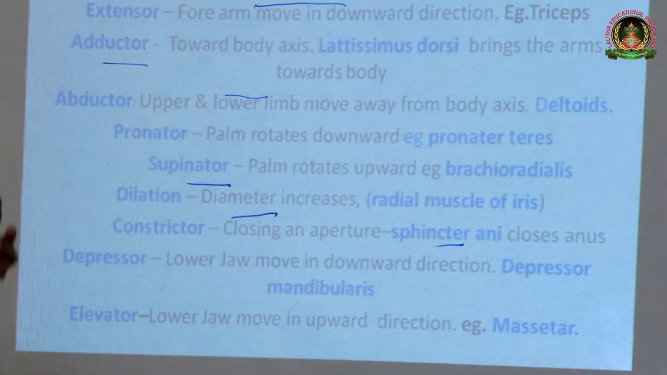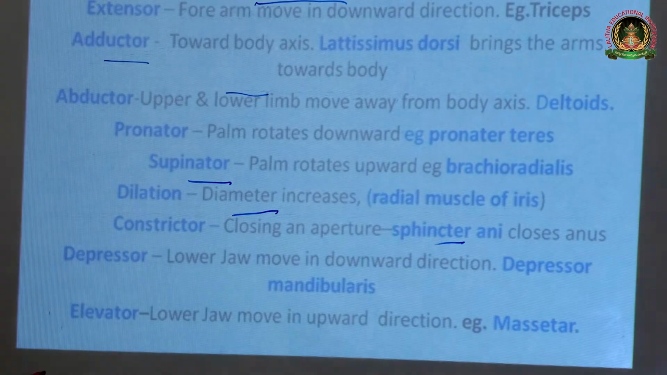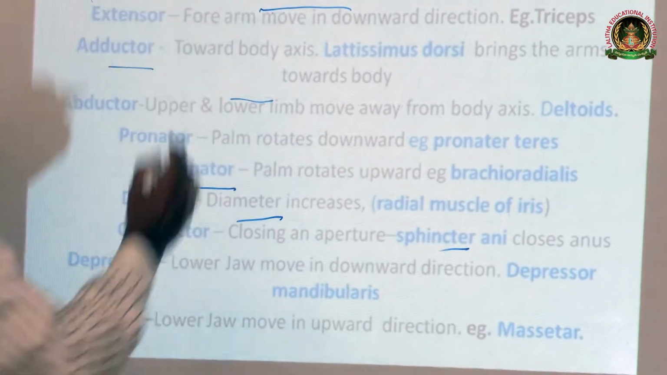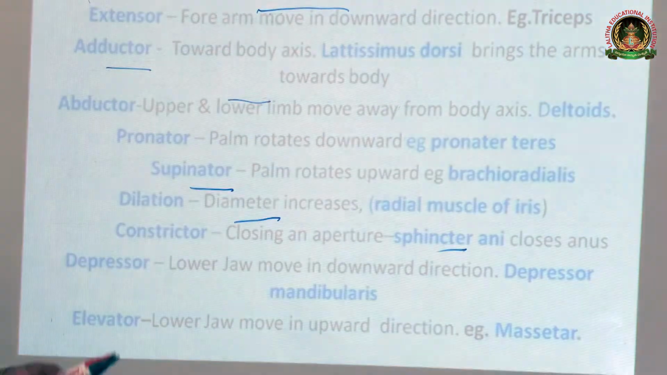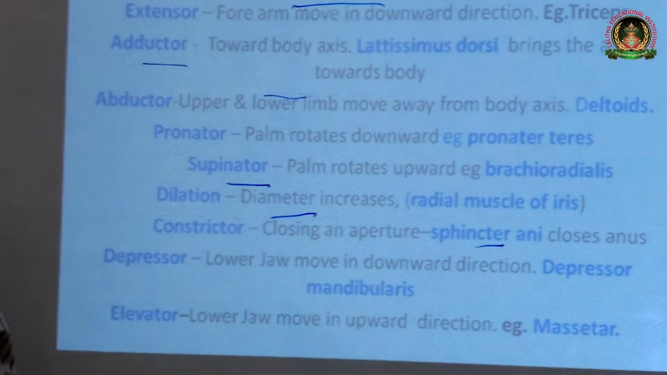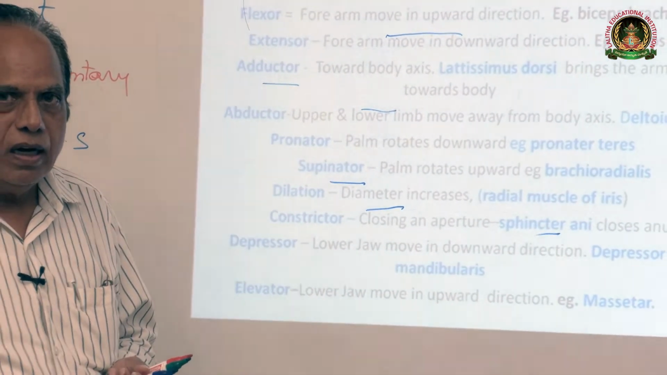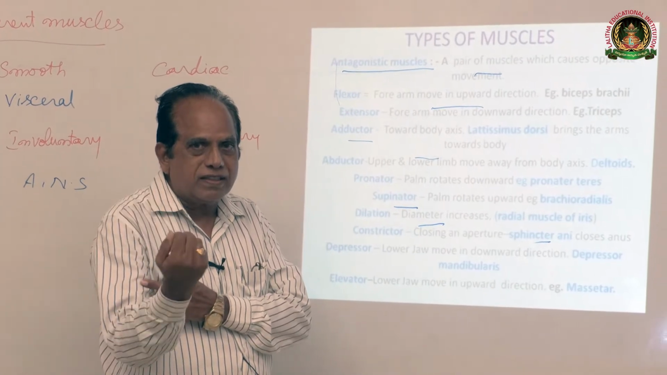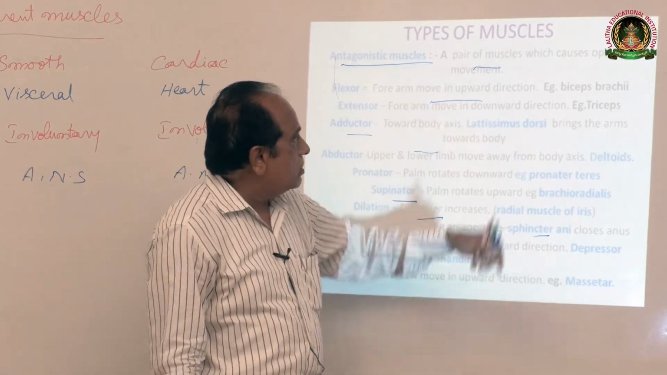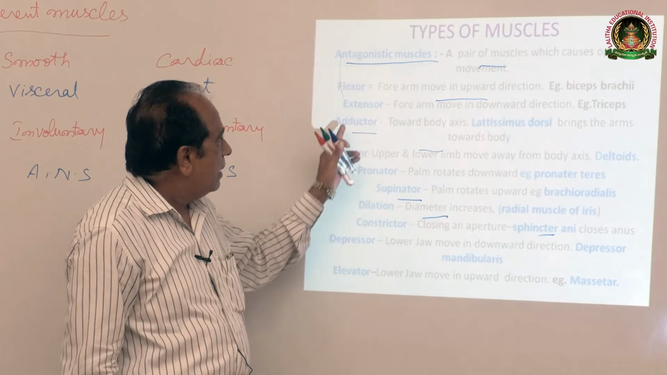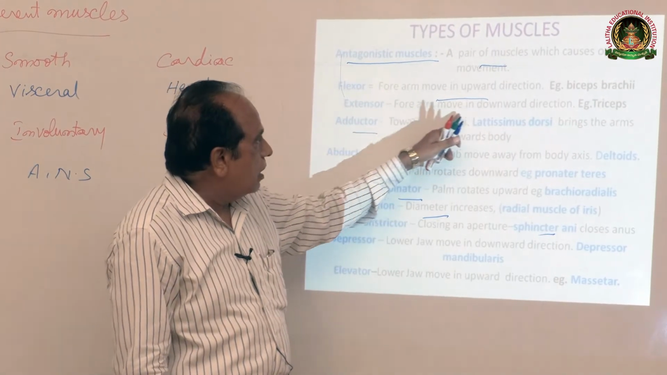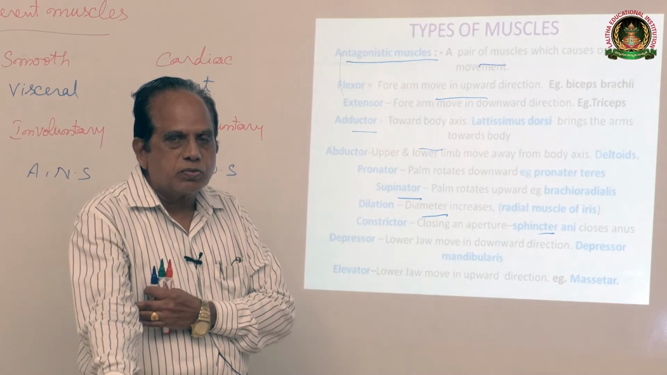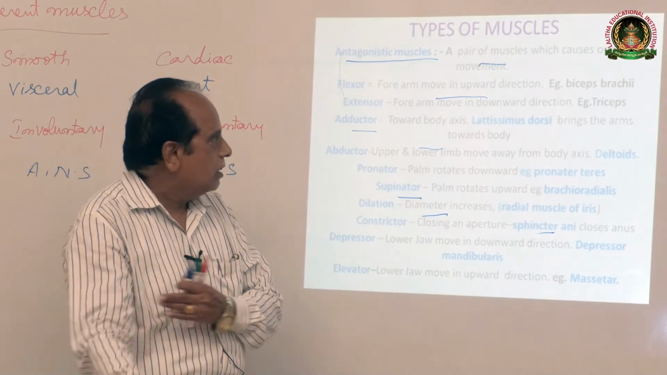Now besides, we can also recognize different types of muscles based upon their action. Some of the muscles are called antagonistic muscles, pairs of muscles which cause opposite movement. If one muscle is responsible for forward movement, another one is responsible for backward movement. Say for example, flexor. This is the flexing action of the forelimb. The forearm moves in an upward direction because of the biceps muscle. Extensor, this is extension. The forearm moves in a downward direction because of the triceps muscle. So two types of muscles, biceps and triceps, are responsible for flexion and extension of the forearm.